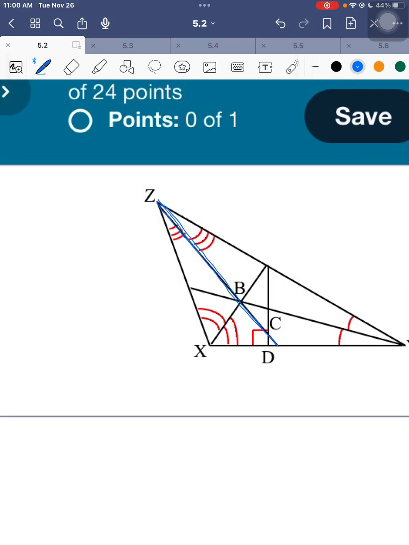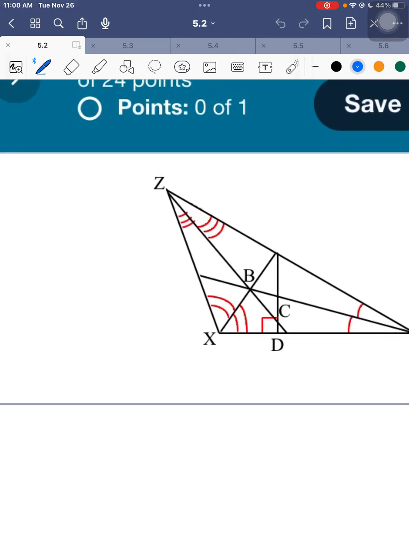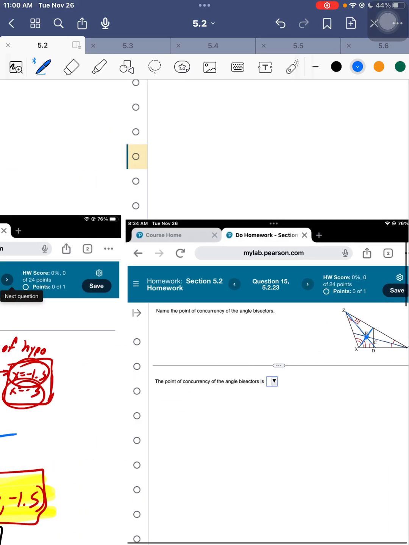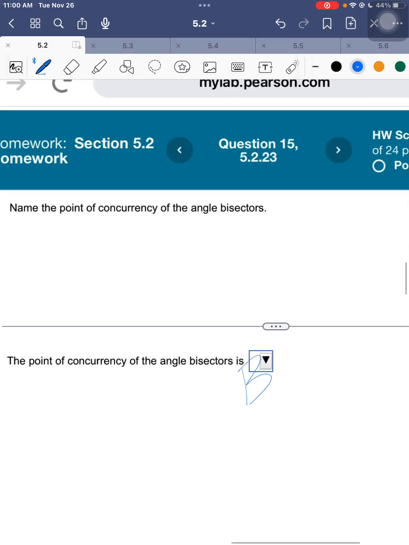Okay. So I'm going to have CZ right here, right? And now what's my other angle bisector? I have this guy right here. And I also have this angle bisector right here. So where did all of these three angle bisectors converge at? Their point of concurrency? B. And that's it. My answer is just B.